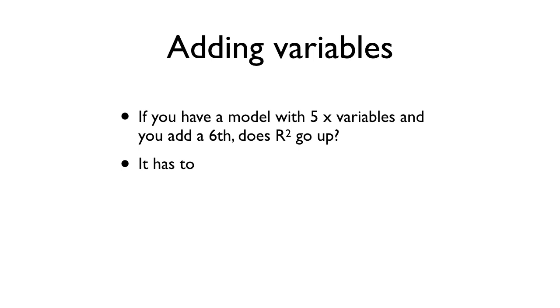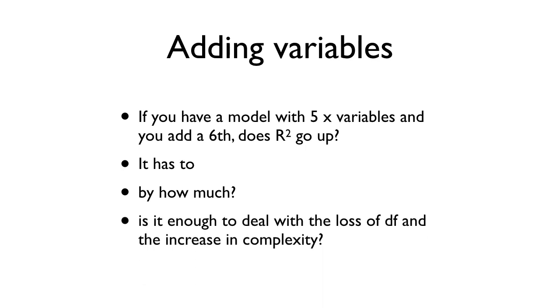So what we need is something that looks at when an extra variable is added and corrects for the idea that it's always going to go up. Well, first of all, you should realize that the question is, how much does it go up by? And is it enough? And is it enough to deal with the loss of degrees of freedom and the increase in complexity?